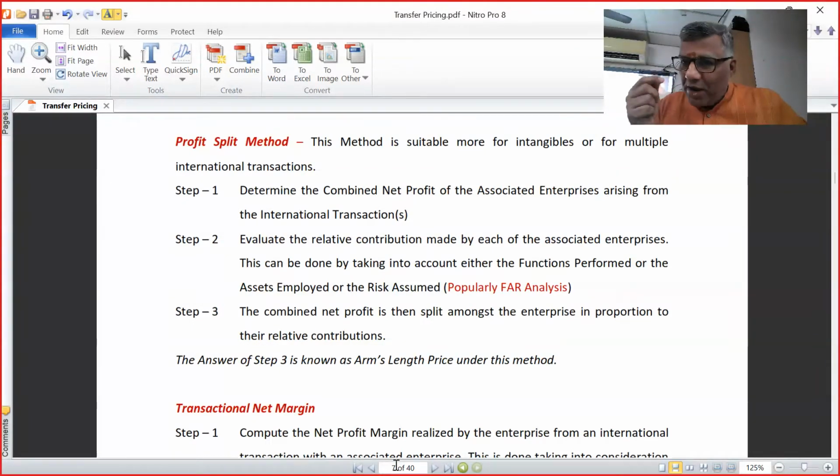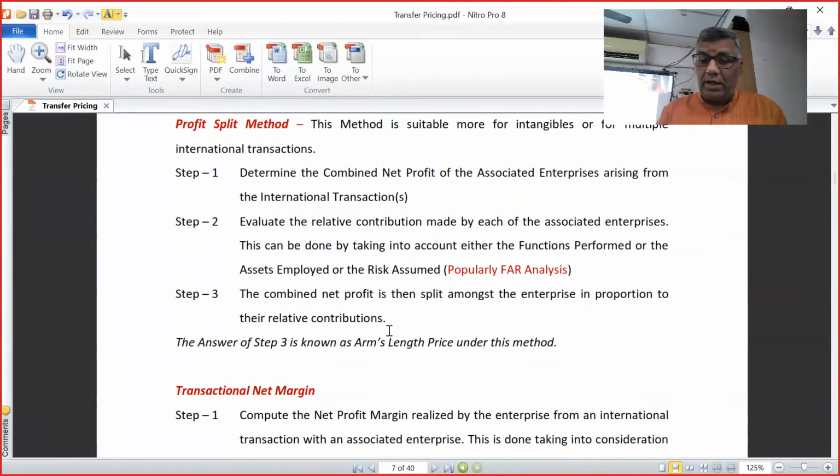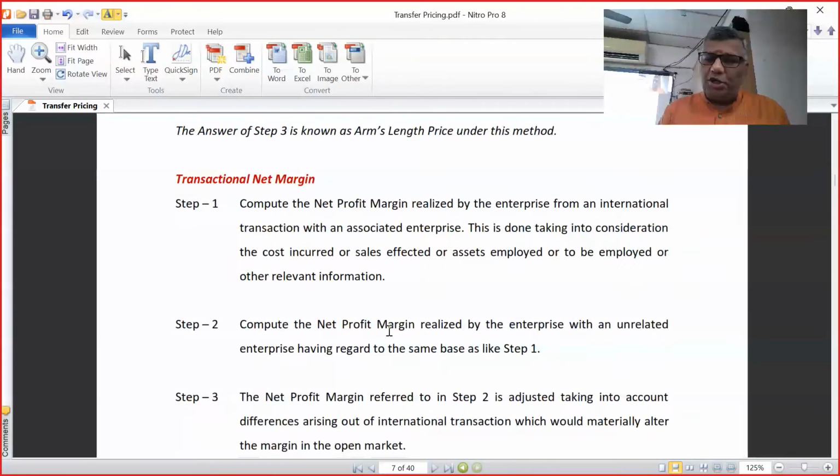What are the functions performed? We are saying functional differences can be there. Assets, loan or other things. Risk. We saw in one of the questions the risk there. So, functions performed, assets employed or risk assumed will be the basis. This is not popular in India, my dear friends. As you go by the study, you will understand more.